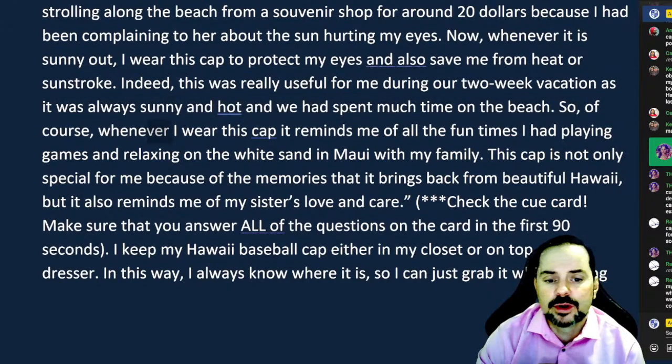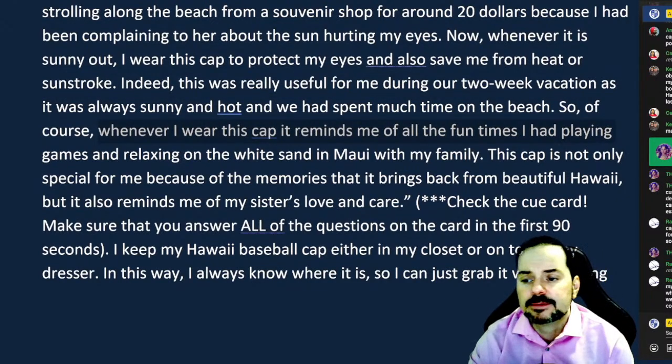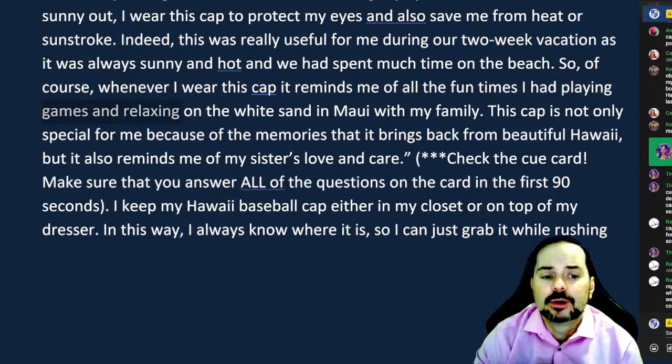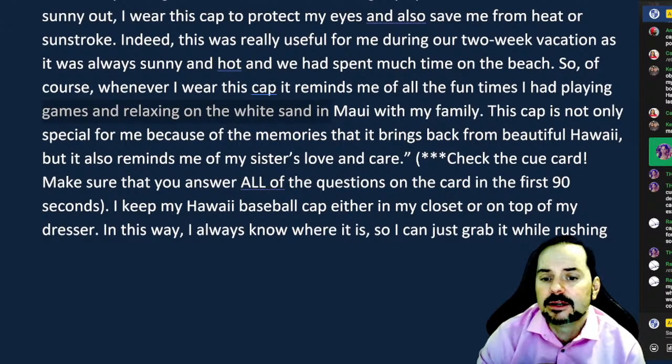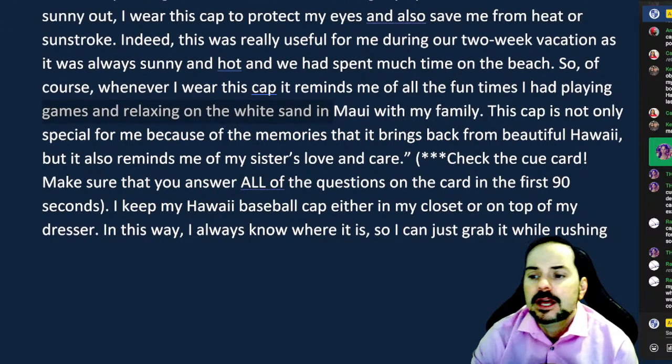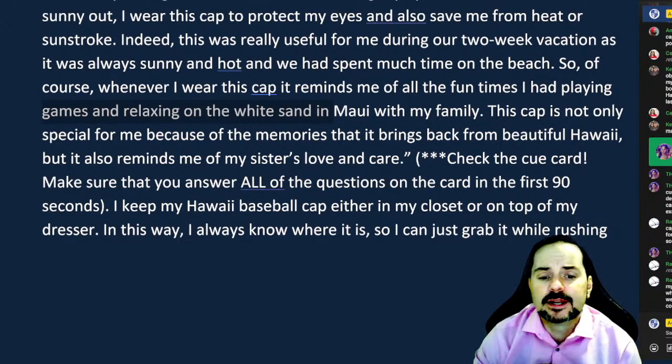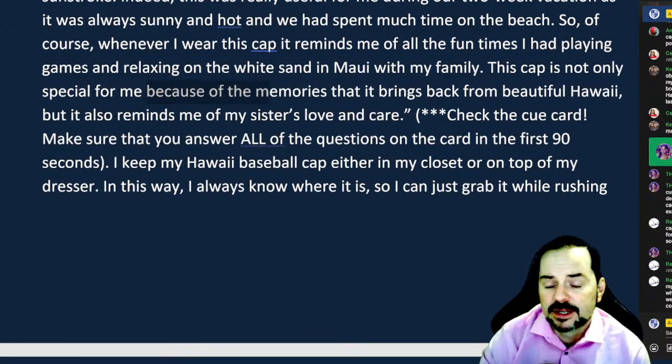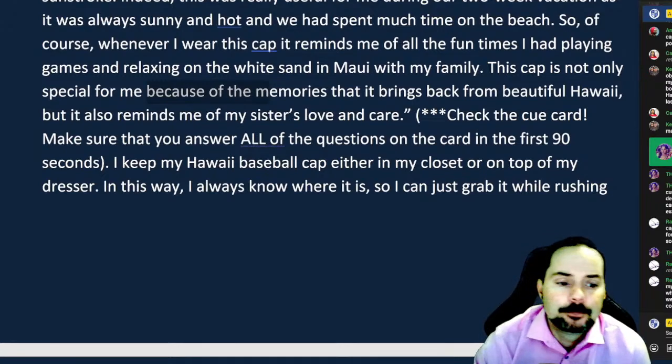So, of course, whenever I wear this cap, it reminds me of all the fun times I had playing games and relaxing on the white sand in Maui with my family. This cap is not only special for me because of the memories that it brings back from beautiful Hawaii, but it also reminds me of my sister's love and care for me.